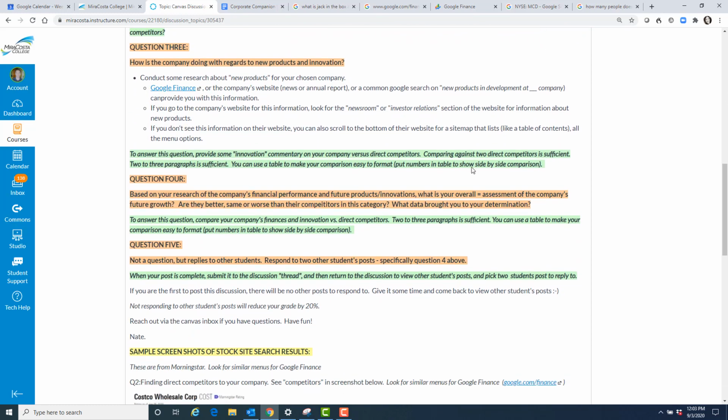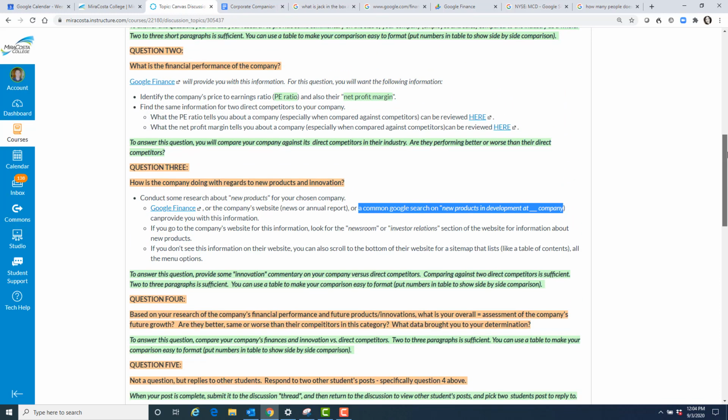Question three, how's the company doing with regards to new products and innovation? So this one, you're probably less likely to find the information on Google Finance or another stock quote site. So you might have to dig around a little bit. You can go to the company's website and look for newsroom or investor relations, and they might have some information there. If you go to Google Finance, it also has a news button there. But a common Google search on new product development or new products in development at blankety blank company or new innovations at blankety blank company will provide you with some of that information. So this one you might have to be a little bit of a detective to find out.